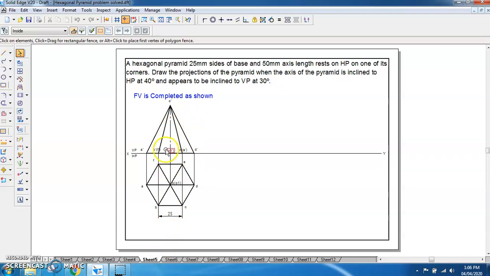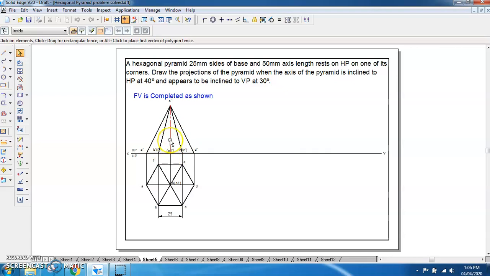So once we do this, the next step is that we have to draw the projections of the pyramid when the axis of the pyramid is inclined to HP at 40 degrees. For the prisms, we used to follow the inclination of the lateral edge, because the lateral edge was parallel to the axis. But here in the case of pyramids, these lateral edges are not parallel to the axis, but there is one plane which is perpendicular to the axis, that is the base. The base of the hexagonal pyramid or any pyramid will be perpendicular to the axis.